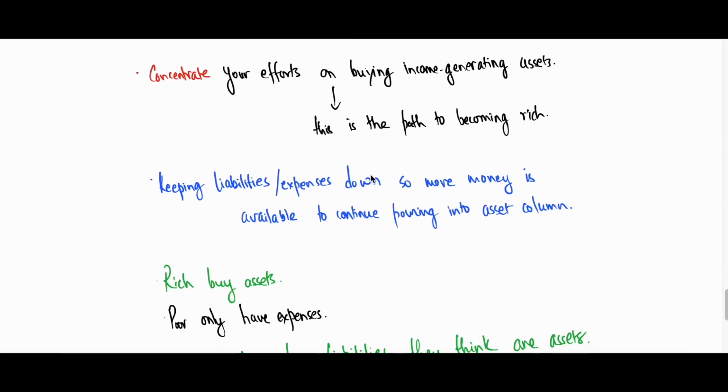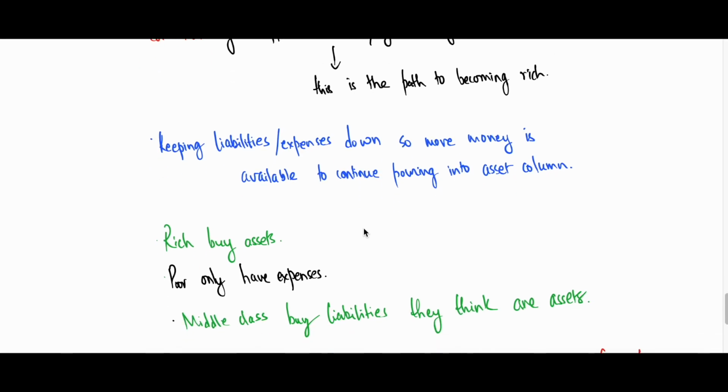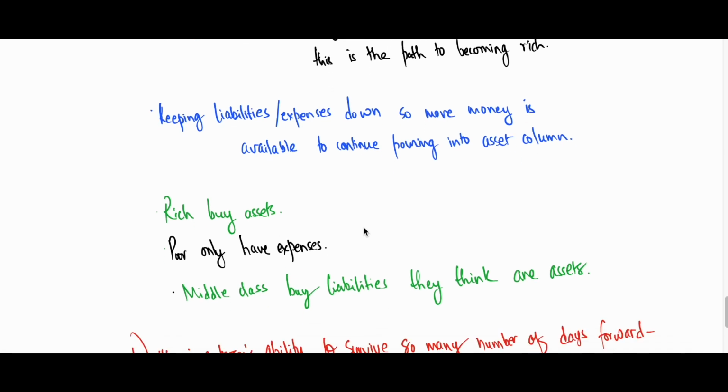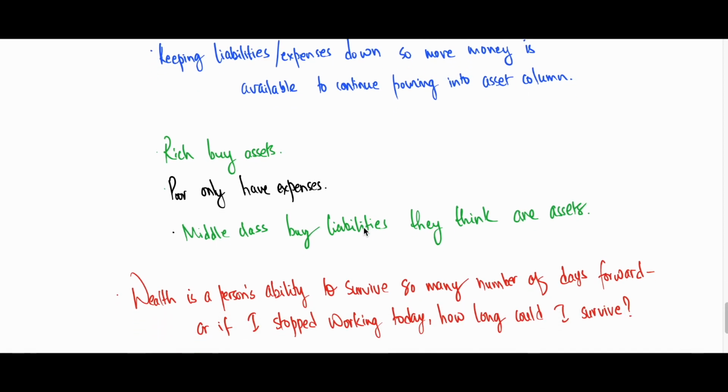Keeping the liabilities or expenses down will help more money to be available to continue pouring into the asset column. So the summary once again: the rich buy assets, the poor only have expenses. The middle class buy liabilities they think are assets. That's why they're also financially struggling.